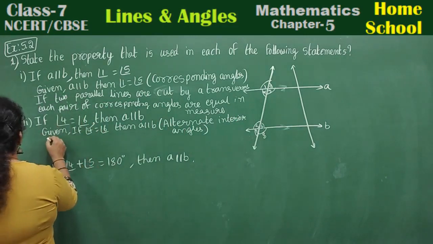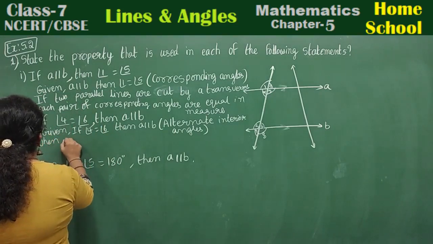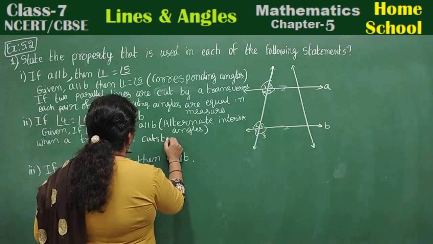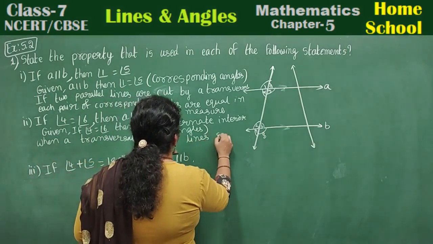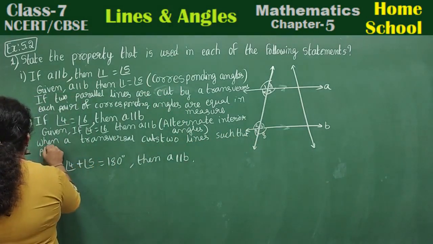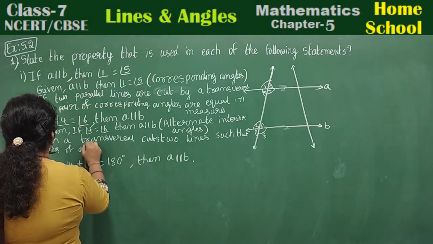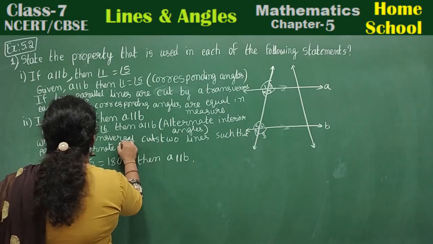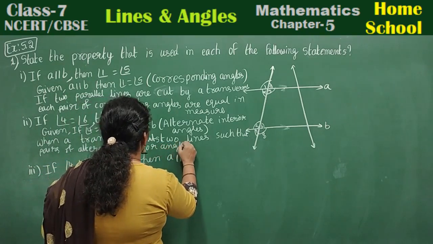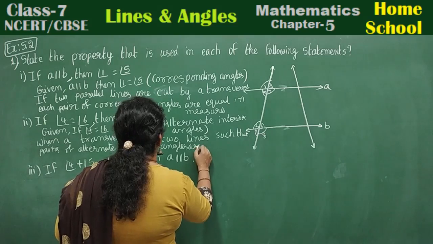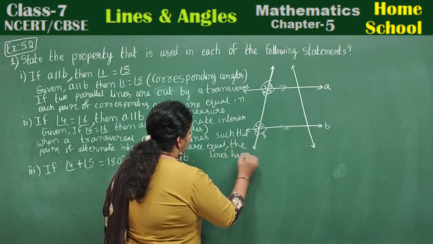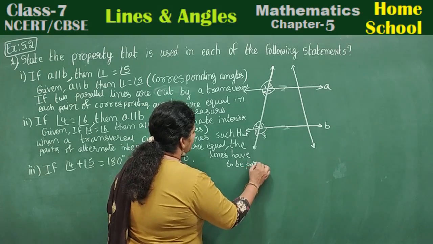Let us write the statement here. What statement we are going to write? When a transversal cuts two lines such that pairs of alternate interior angles are equal, the lines have to be parallel. Lines have to be parallel.